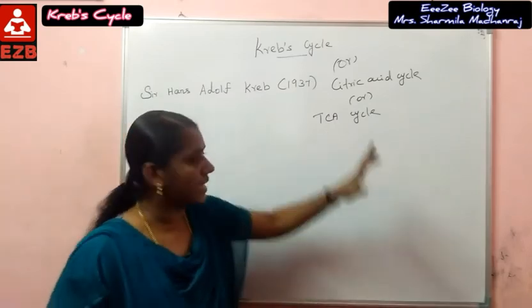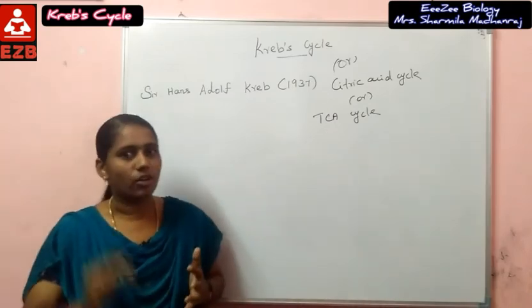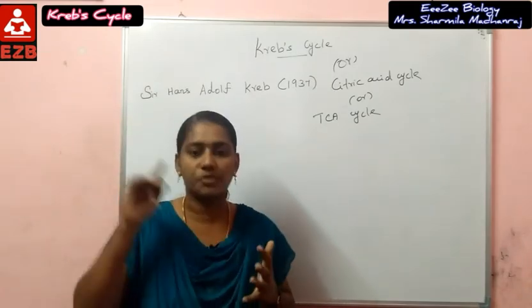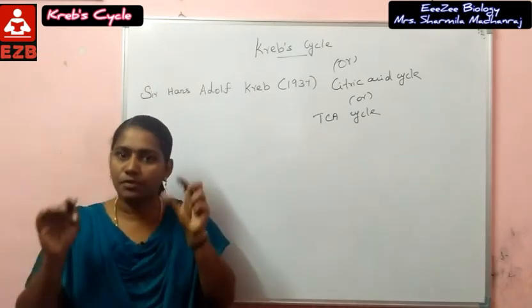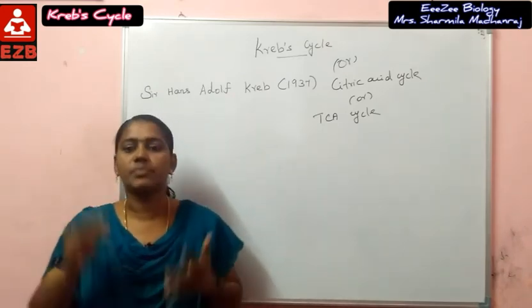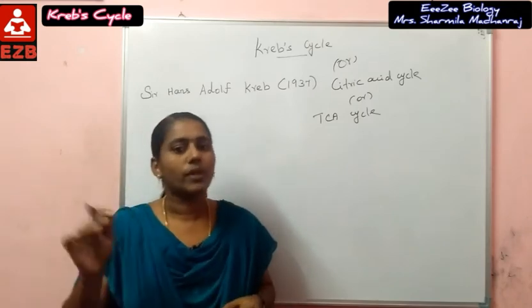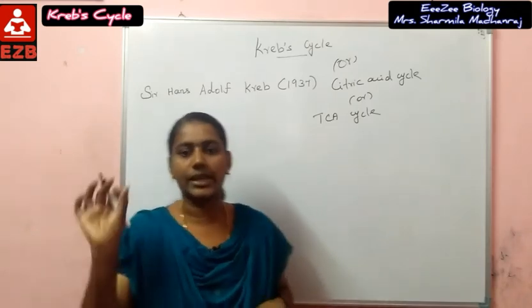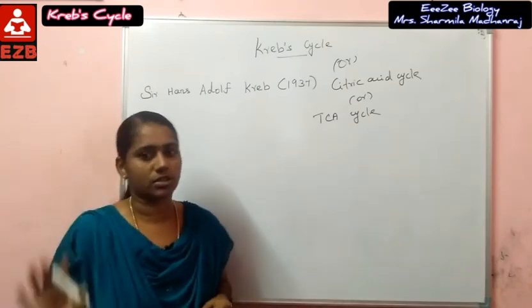Next, the TCA cycle. TCA means tricarboxylic acid cycle. There are three carboxyl groups on its first three intermediates. The first three intermediates are citric acid, cis-aconitic acid, and isocitric acid. These three intermediates contain three carboxylic groups, so the cycle is called the TCA cycle.